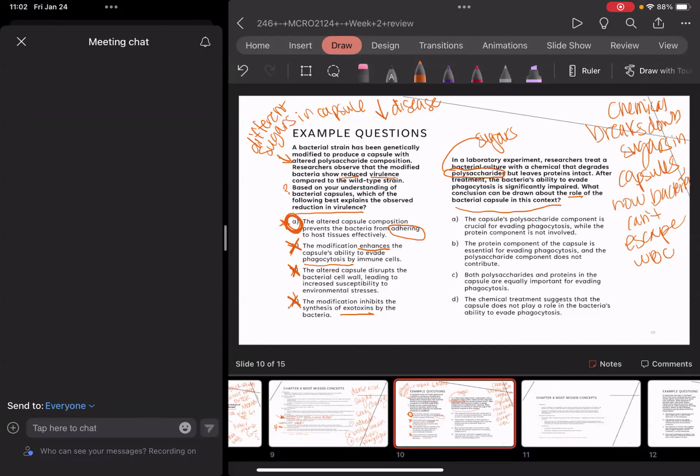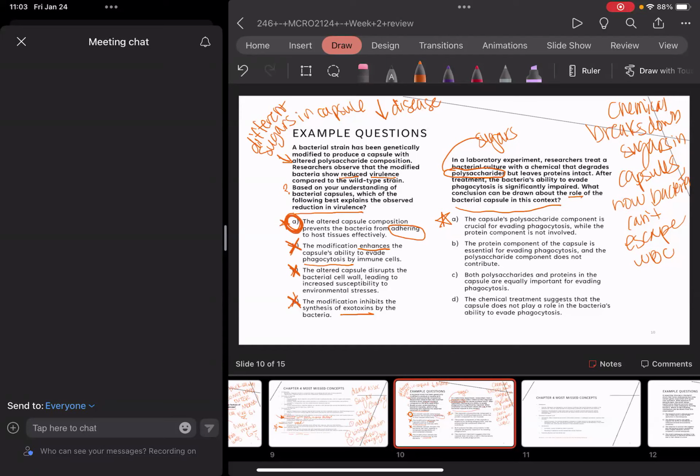So we kind of already have an idea of the three major roles of the capsule: adhesion, evading phagocytosis, biofilm. If we are breaking down the sugars, the capsule is now unable to help the bacteria from getting away from our white blood cells eating them up. So let's go through our choices and see what we have. A, the capsule polysaccharide component is crucial for evading phagocytosis, while the protein component is not involved. So this is a possible choice. We didn't talk much about the protein component, but they can have proteins involved in the actual capsules. If we're degrading the sugars, clearly that sugar portion would be involved in that sticky adhering aspect, which we talked about in the first question, as well as our ability to sneak away from our white blood cells. So this is a possible answer.